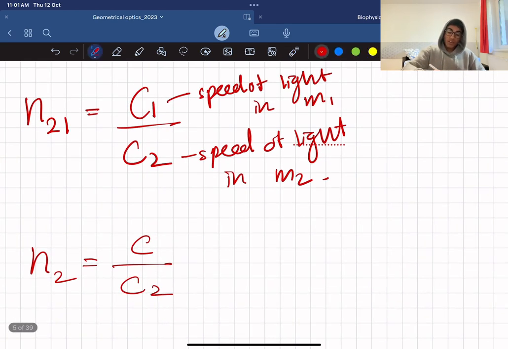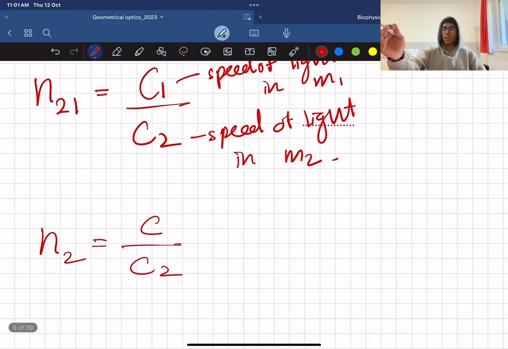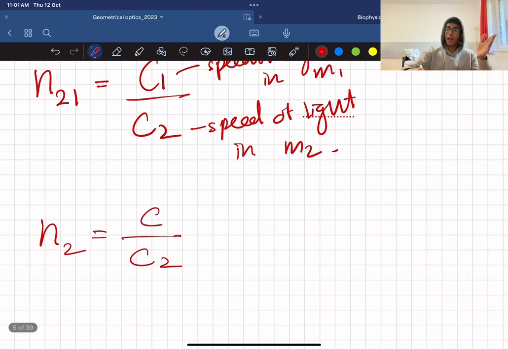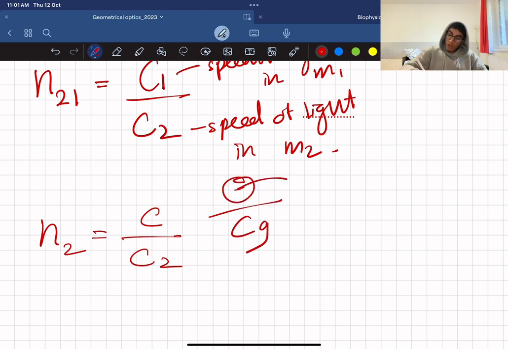So when we say the refractive index of glass, the speed of light in glass can be CG. But what is on top of the fraction? Because we're not asking for the refractive index of glass with respect to water. If that was the case, it would be CW by CG, the C of water by the C of glass. But when we say only the refractive index of glass, the top part is not CW. It's C only. It's our standard medium of reference.